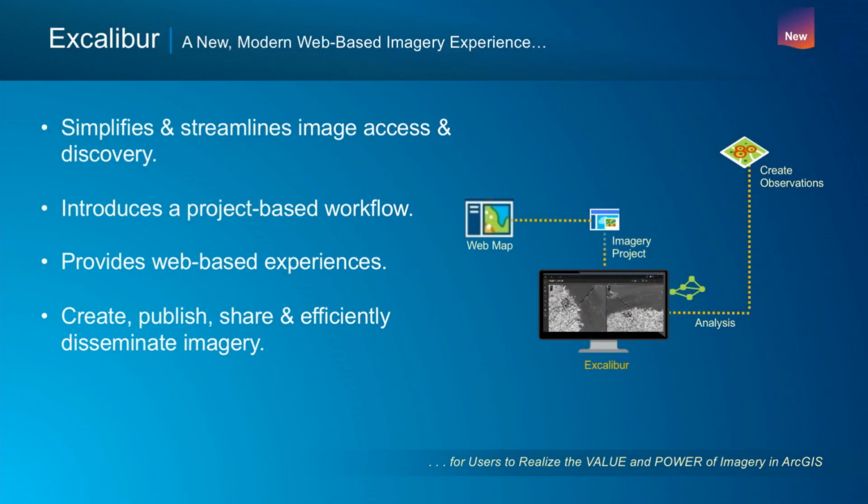So now we're going to go over several of the new capabilities of GIS. And the first one that I want to talk about is called ArcGIS Excalibur. This is a modern web-based application for users to truly start to realize the value and power of imagery in ArcGIS. It provides a way for you to share out imagery information to everyone in your organization, and really quickly. So ArcGIS Excalibur is going to be released, I think, any week now. So be on the lookout for that if you work with imagery in ArcGIS Pro.